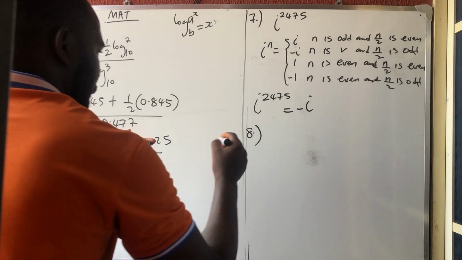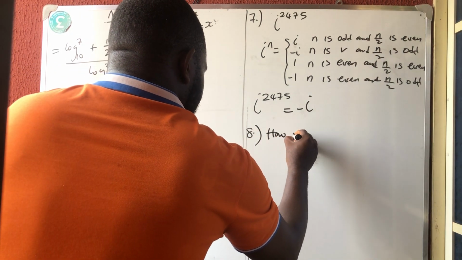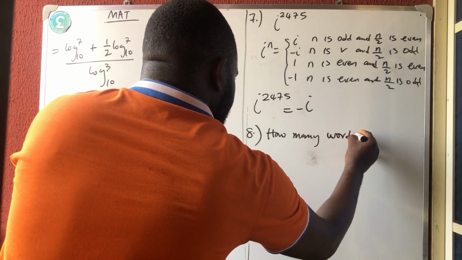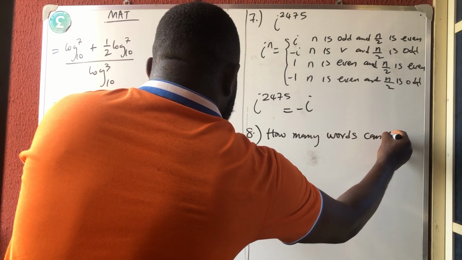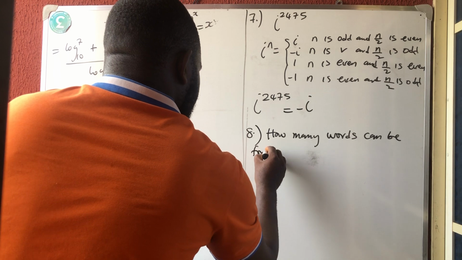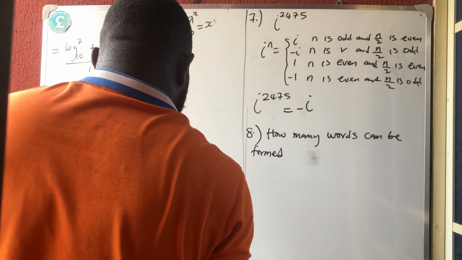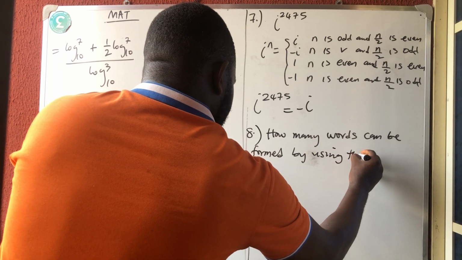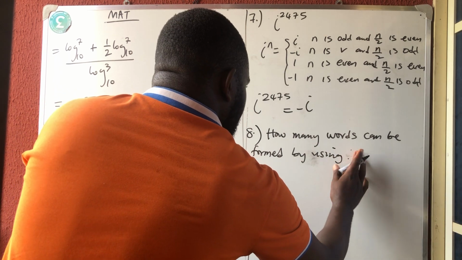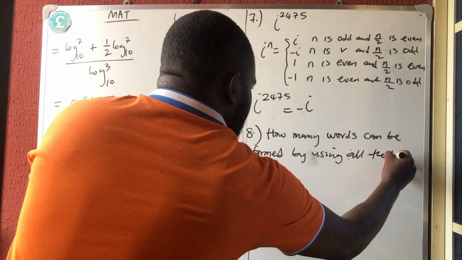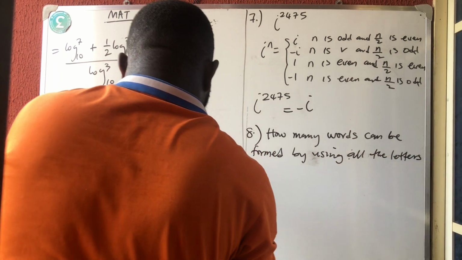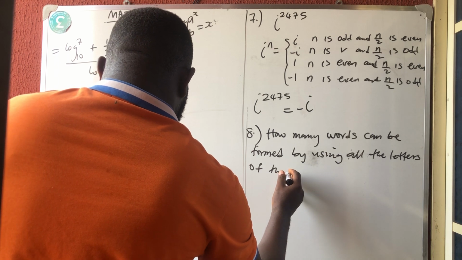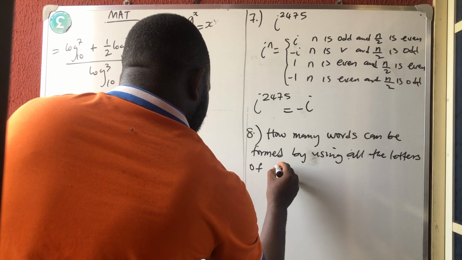Number 8 says, how many words can be formed by using all the letters of Adamma?